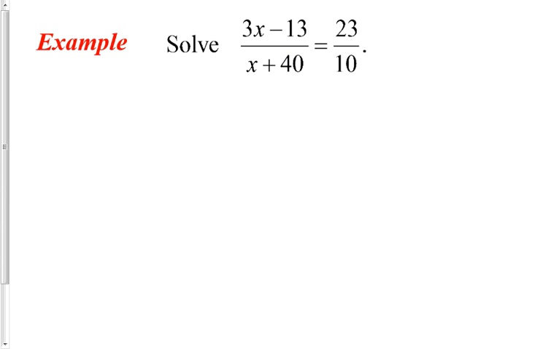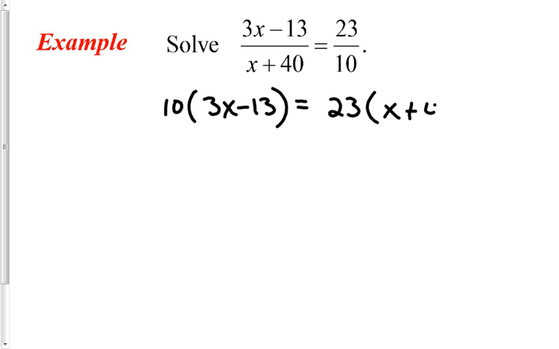All right, one more example before we get into the lesson. So this is a proportion. Looks a little more complicated than the one on the previous slide, right? Because we have some algebraic expressions involved. 3x minus 13 over x plus 40 equals 23 over 10. Solve this proportion. So we cross multiply, and we get 10 times the quantity 3x minus 13, and that's going to equal 23 times the quantity x plus 40.